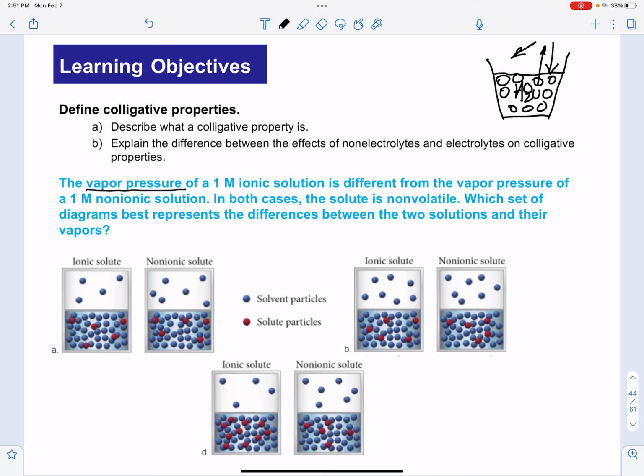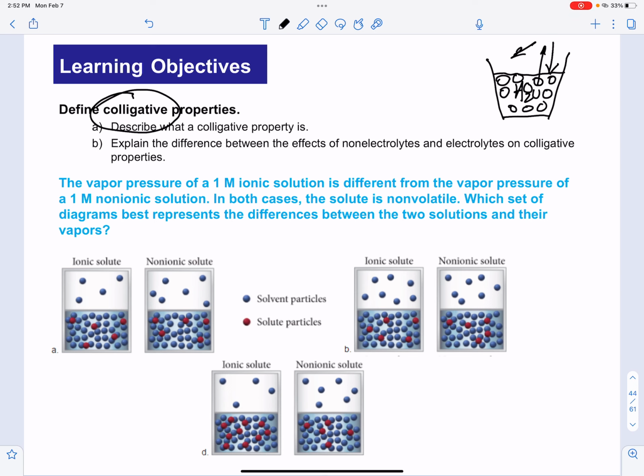At a given temperature, water always has the same vapor pressure. It doesn't matter how much water you have. So what about when we put something into that water? Now we're talking about colligative properties, because you put a solute in the water and it's going to affect these properties of the solvent, in this case water. So let's see this problem.